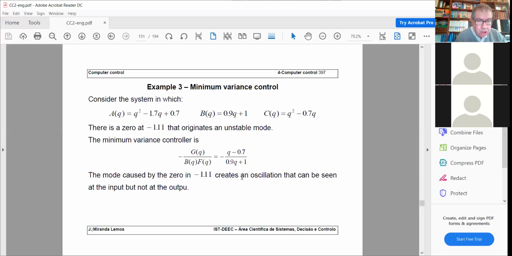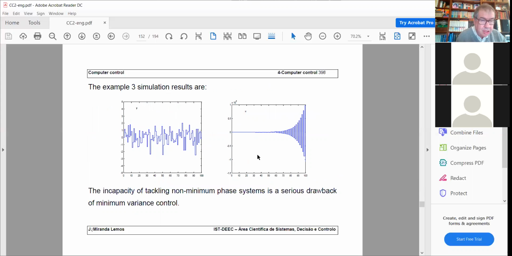And you compute your controller, and then you do an experiment, and you see that Y is apparently working. Between -3 and 3, this is well controlled. But look at U. U is exploding. There is an internal mode which is unstable. Now, if you solve the same problem with your infinite horizon LQ controller, this would not happen.